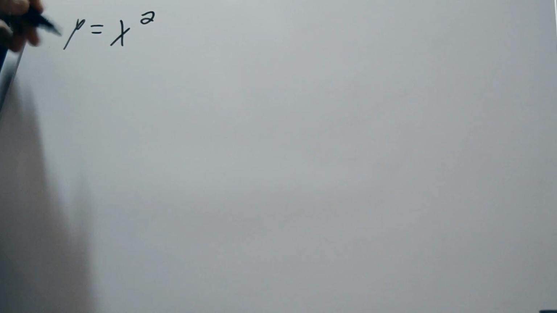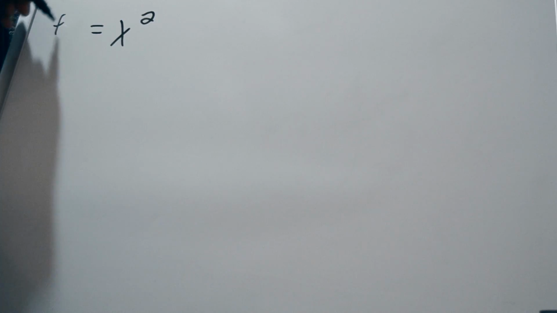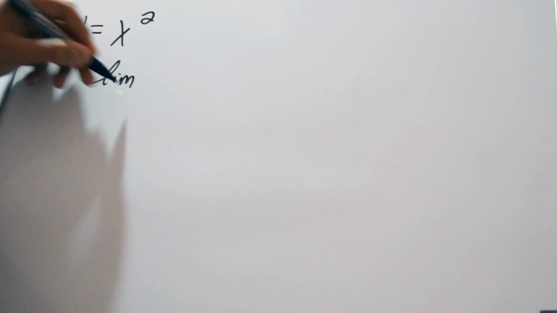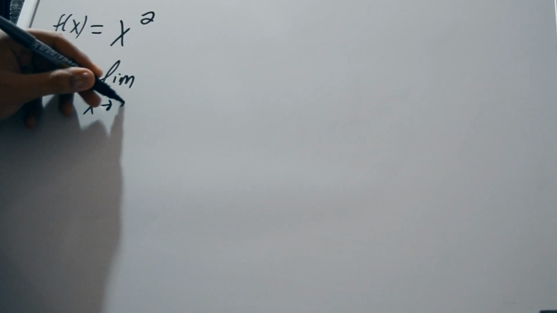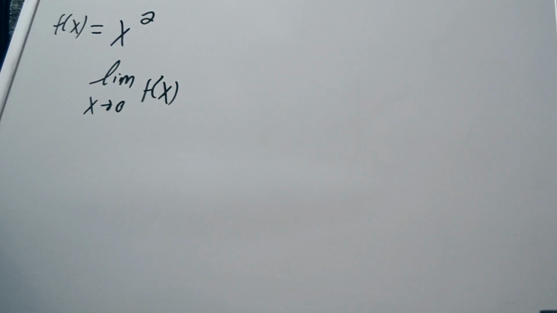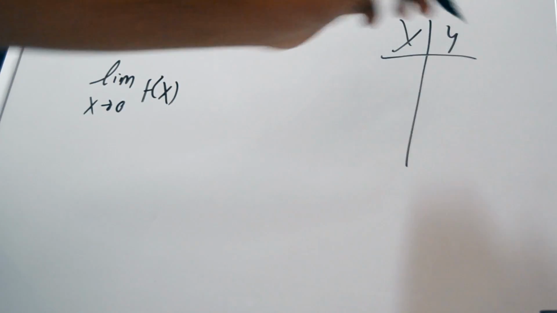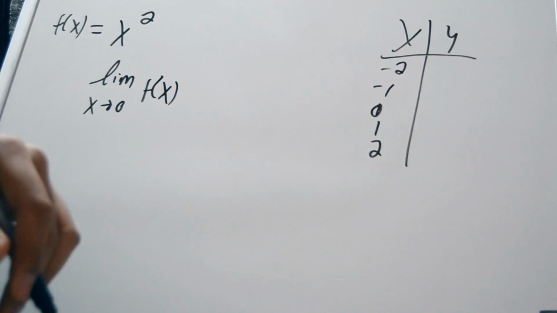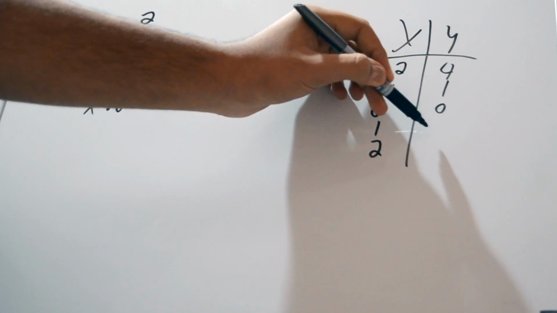And we'll say the limit, okay, we'll call it f of x instead, since the convention of textbooks and questions are f of x. We'll say the limit as x approaches 0 of f of x. And the way we're going to solve this question, we're going to draw a table and analyze it. So -2, -1, 0, 1, and 2. We're going to plug -2 into the equation. We get 4, 1, 0, 1, 4.